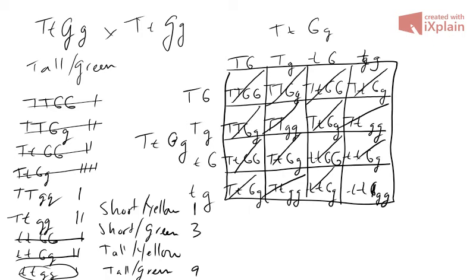And that should mean that we have 3 of these. So tall and yellow means we have to have a capital T and both lowercase g's. So that's going to be this and this. So that's our phenotypic ratio is 9 to 3 to 3 to 1. And our genotypic ratio is this whole big mess over here on the left. Is 1 to 2 to 2 to 4 to 1 to 2 to 1 to 2 to 1. Anyway, so these are the genotypes and these are the phenotypes. All right, so that's how you do all of that.